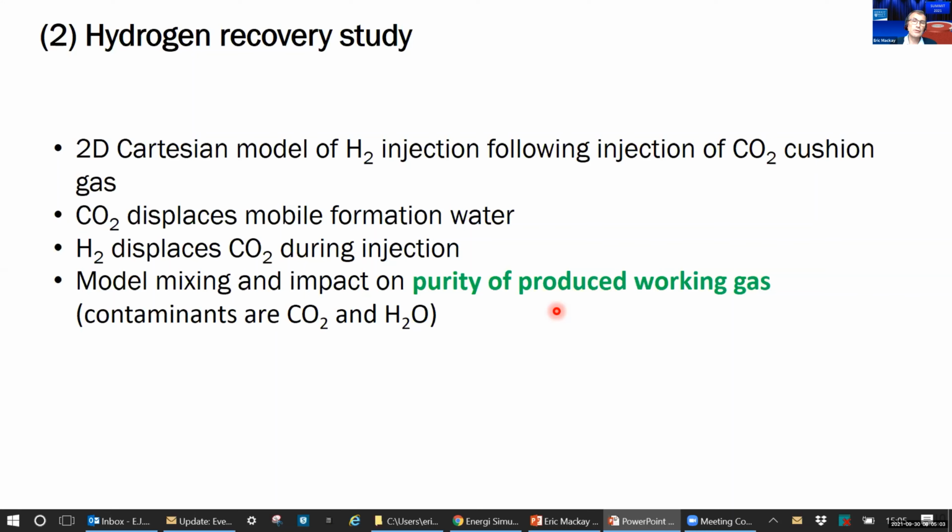But we need to be aware that there may be contaminants in that produced hydrogen, those contaminants being the water in the system, of course, and the CO2 that was injected beforehand.